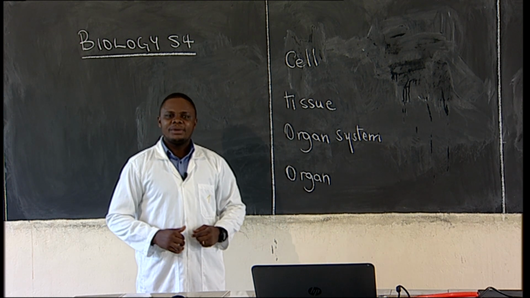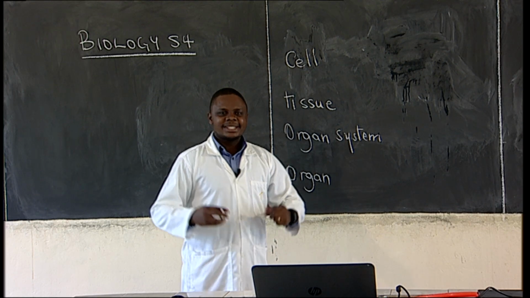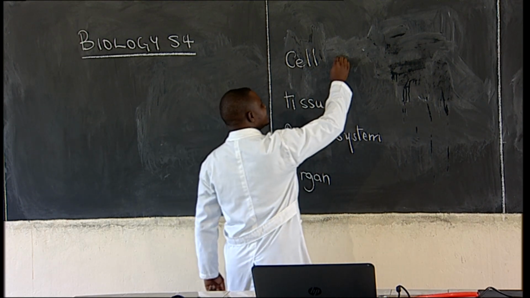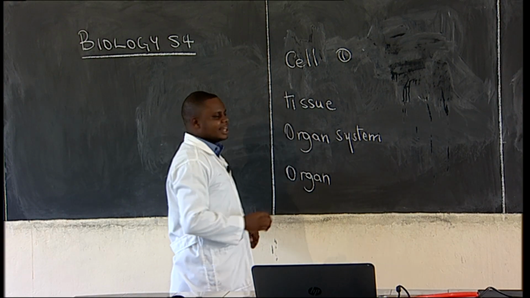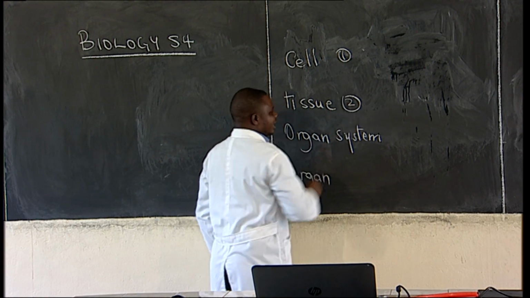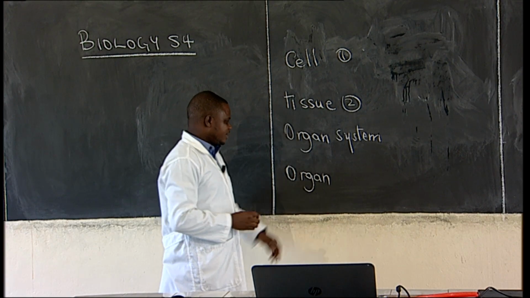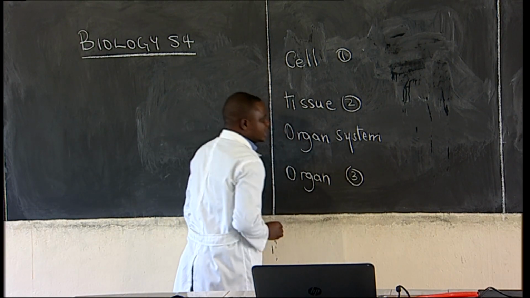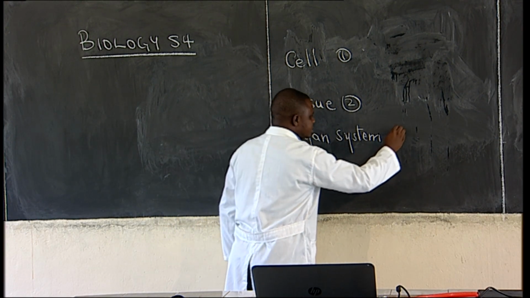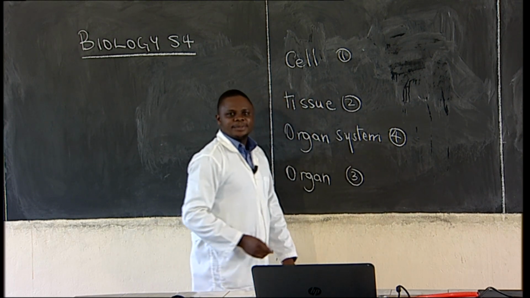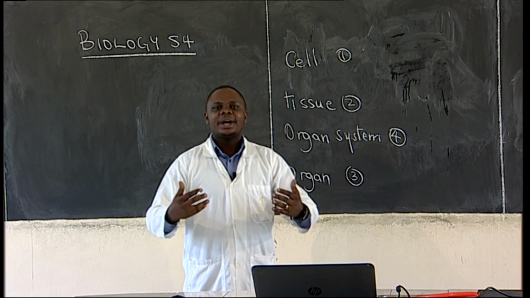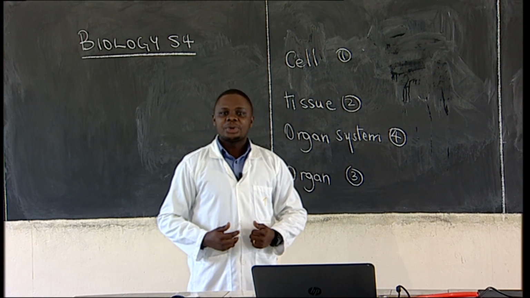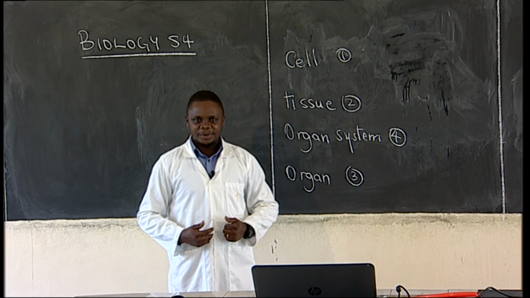Which one is smaller? Excellent. The cell is smaller. Then the next is tissue. The next is organ. And then the last is organ system. Thank you very much for the good ideas. Your answers are crucial, or very important.